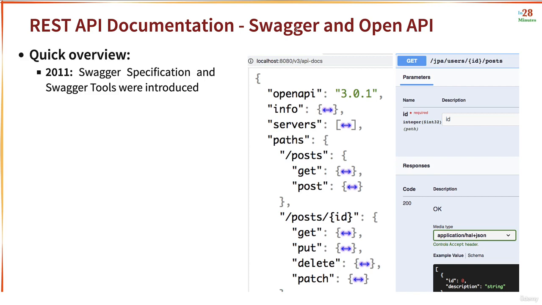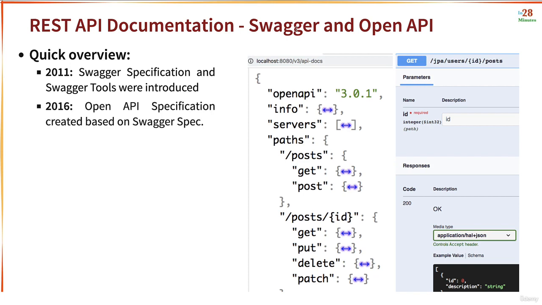In 2011 was when Swagger Specification and Swagger tools were introduced. Around this time frame, we started to build a lot of REST API, and we needed a format in which we can document our REST API. That's where Swagger came in, and it provided a specification called Swagger Specification. And Swagger also provided a number of tools to visualize this specification, to make use of this specification. Swagger became really popular. It almost became the de facto standard for documenting your REST API.